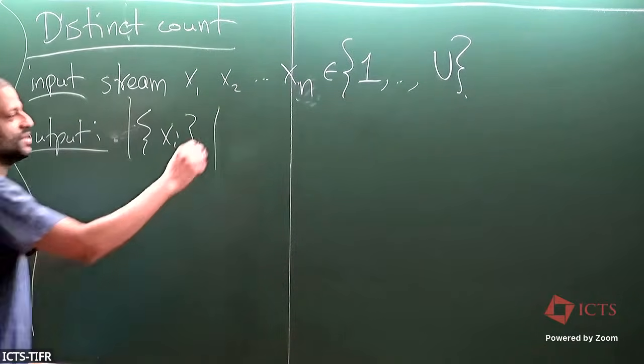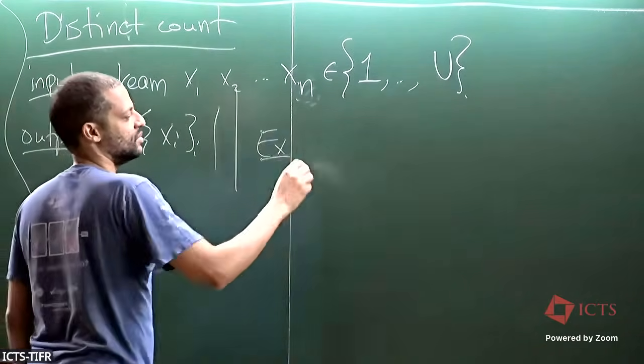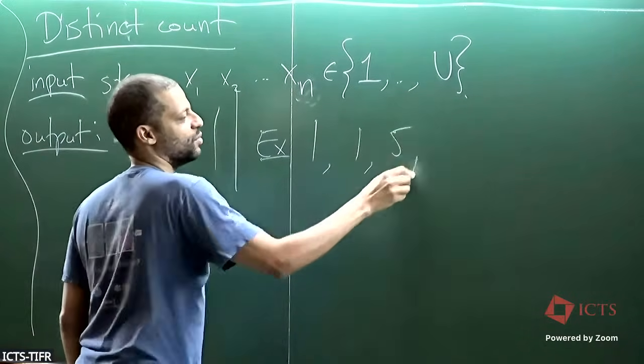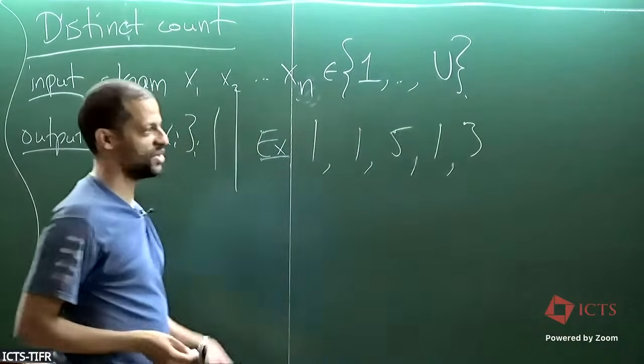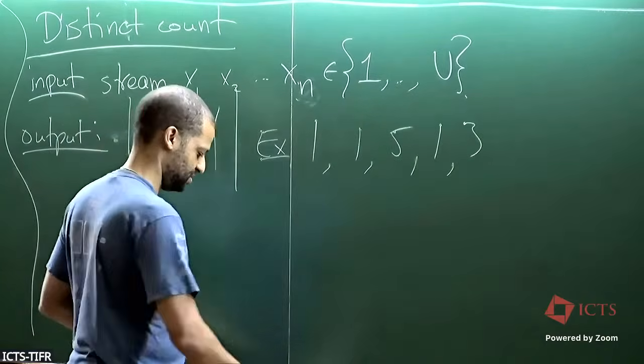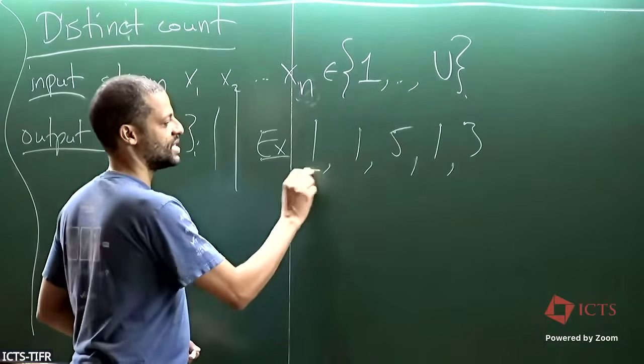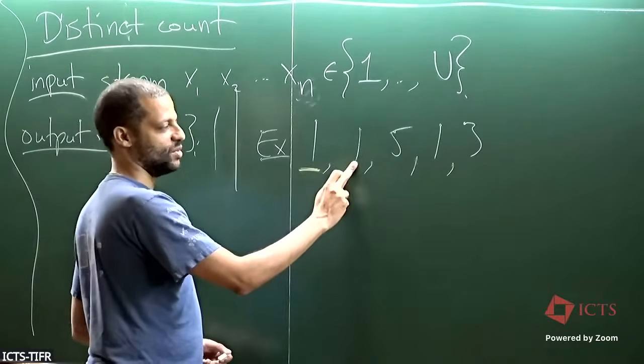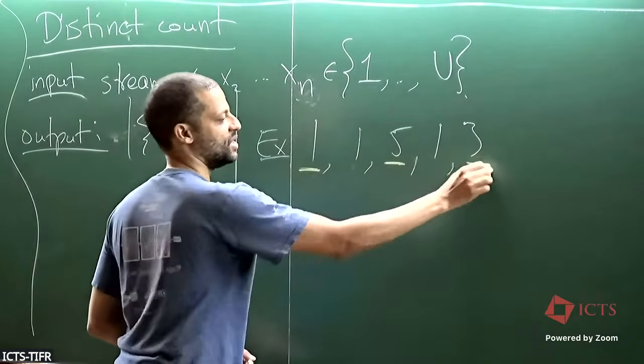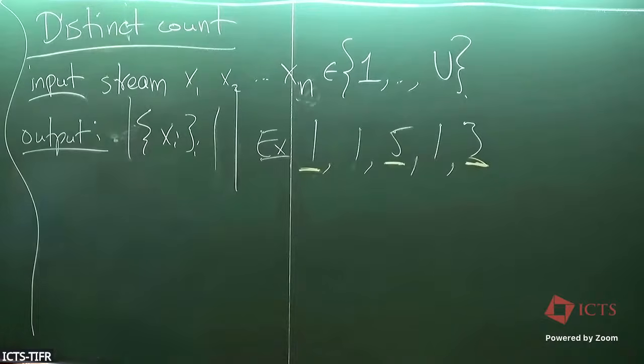So for example, 1, 1, 5, 1, 3. The answer would be 3 because this is the first time I've seen 1. I've already seen 1 before. First time I've seen 5. First time I've seen 3. I've only seen 3 distinct elements in the stream. I should say 3.